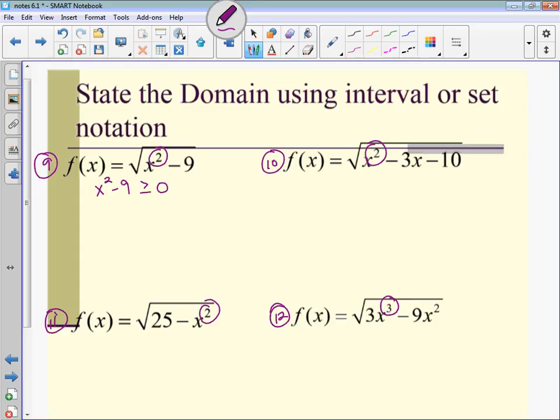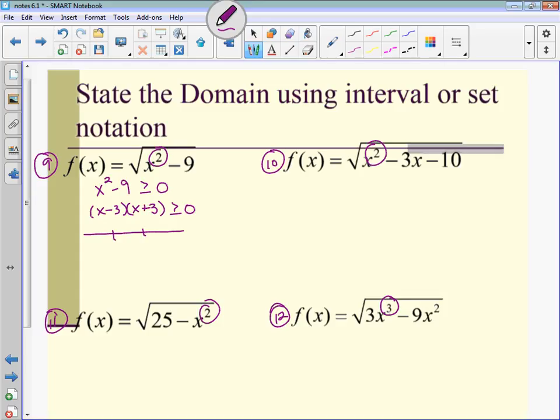We can factor it. So (x - 3)(x + 3) is greater than or equal to 0. It's not an equation though, so you can't just set each little parenthesis greater than or equal to 0. It doesn't work that way, okay? What you have to do is called a number line test. So we're going to make a little number line.